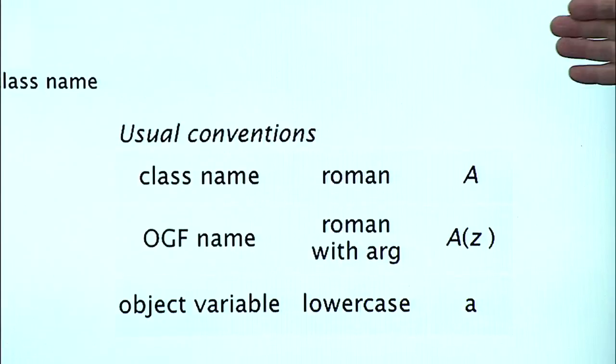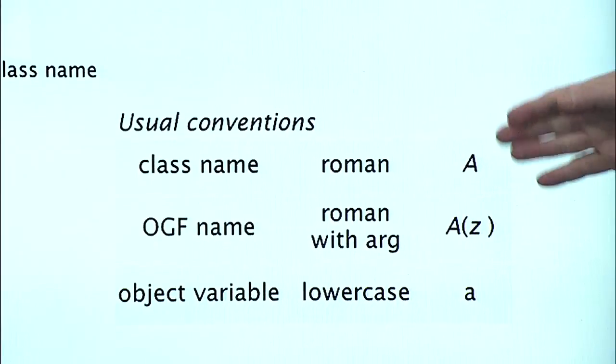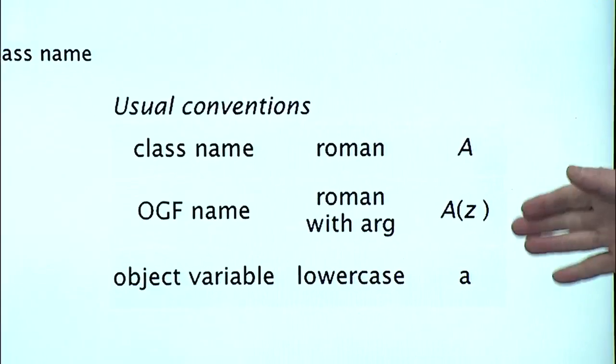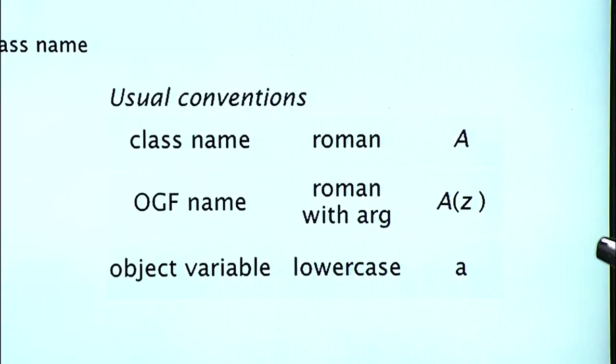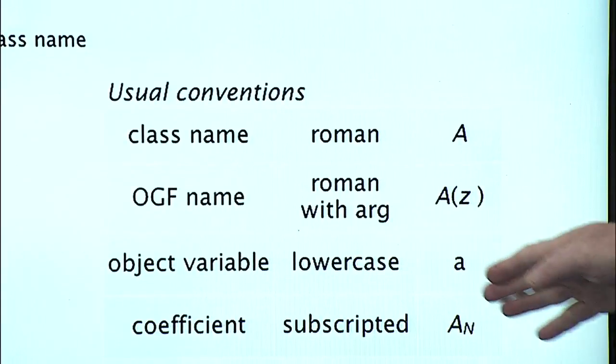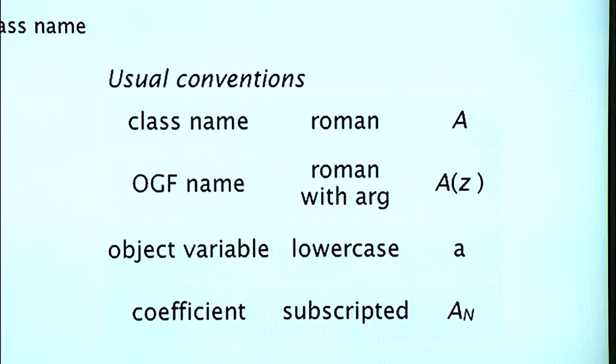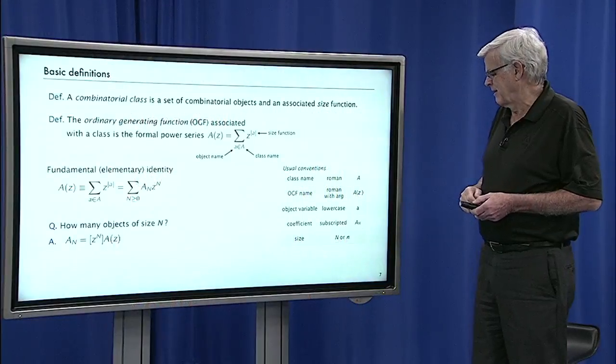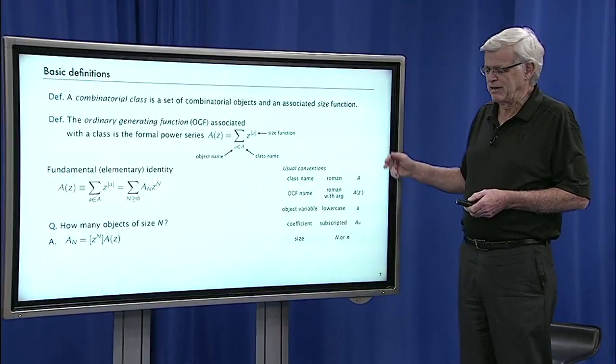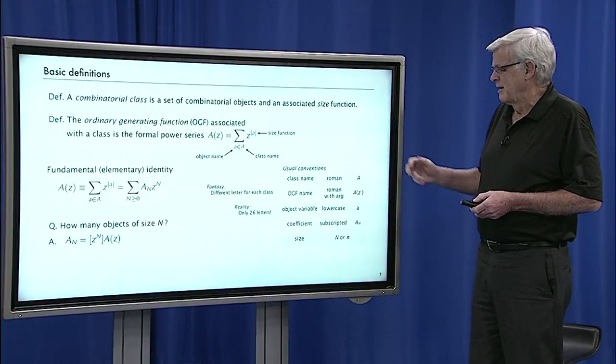In the book, we use a slightly different font. Object variable is just lowercase of the same letter. And then the coefficient is subscripted of the same letter. And size, usually we use capital N or little n.